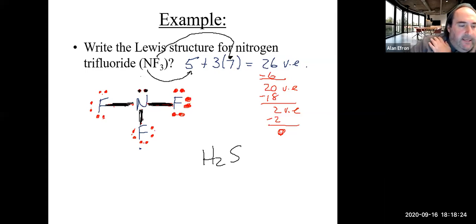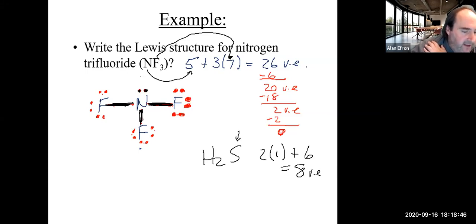Okay, so let's take a look here. So again, we want to start with the total number of valence electrons from the periodic table. Hydrogen has one valence electron, and there are two of them. And remember, the group number equals the number of valence electrons. So sulfur is group number 6, so it would have 6 valence electrons. So that is 8 valence electrons that our picture should have here.